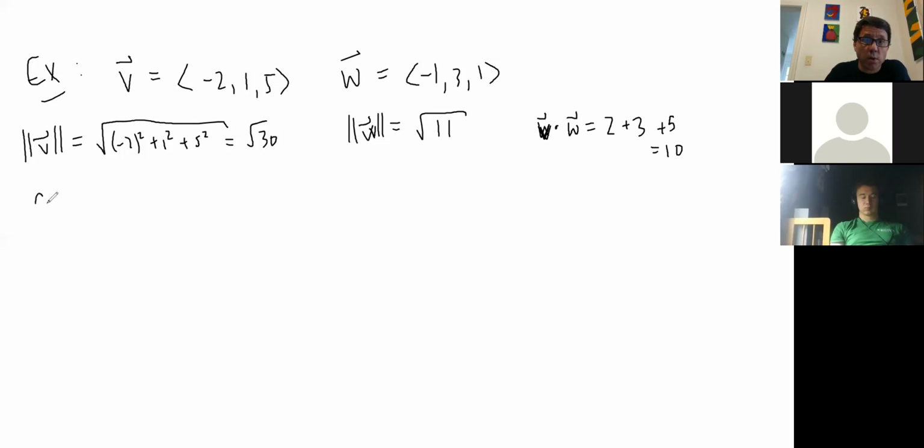So if I wanted to know the angle between them, the cosine is the dot product of those two things together, so 10, divided by these two numbers multiplied together, square root of 30 times the square root of 11 on the bottom. And so you could take the arc cosine of whatever that number is, and that would give you the angle.